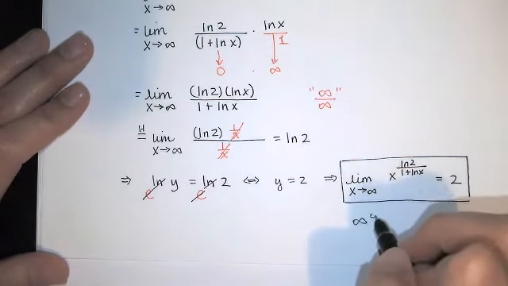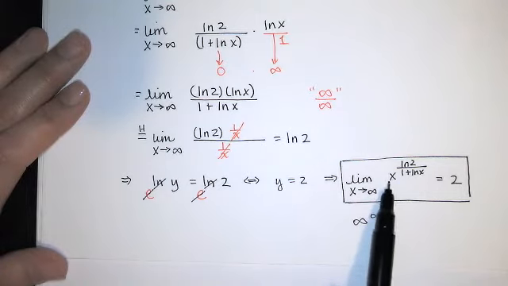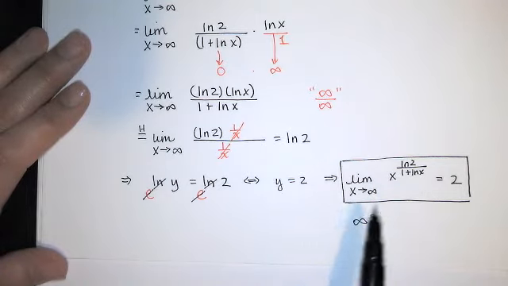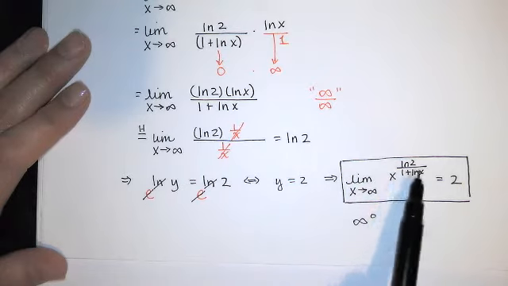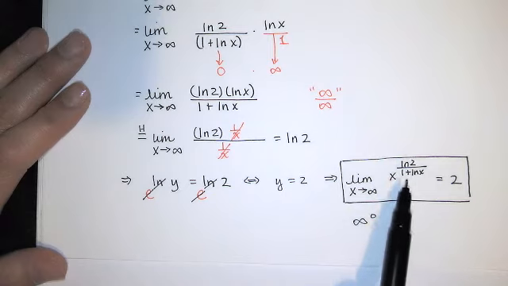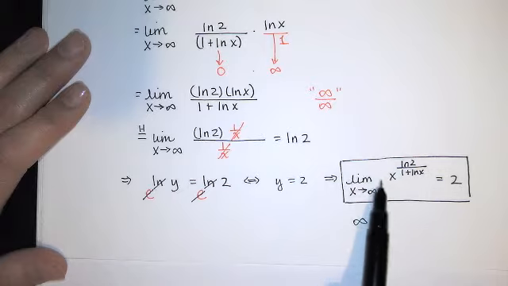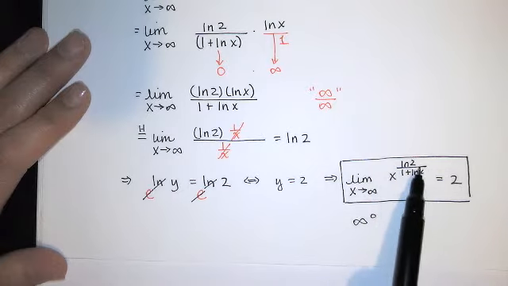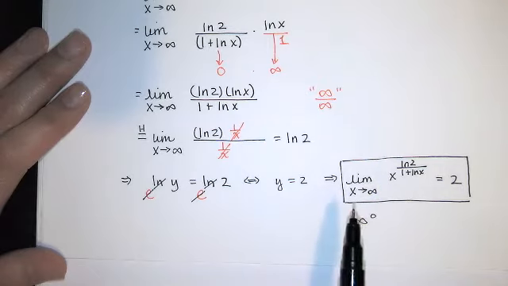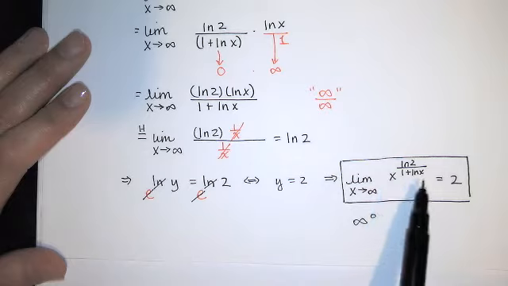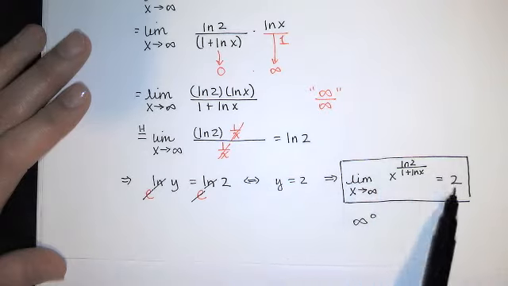So remember what we started with. We started with an infinity to the 0 indeterminate form. That's what this is. We said if this gets to infinity before that gets to 0, we should get infinity. If this gets to 0 before that gets to infinity, we should have a number raised to the 0 power, which should be 1. Now if this approaches infinity at the same rate that this approaches 0, then we might get some other number other than infinity or 1. It turns out that this approaches infinity at the same rate that this approaches 0, or about the same rate, and we get 2.